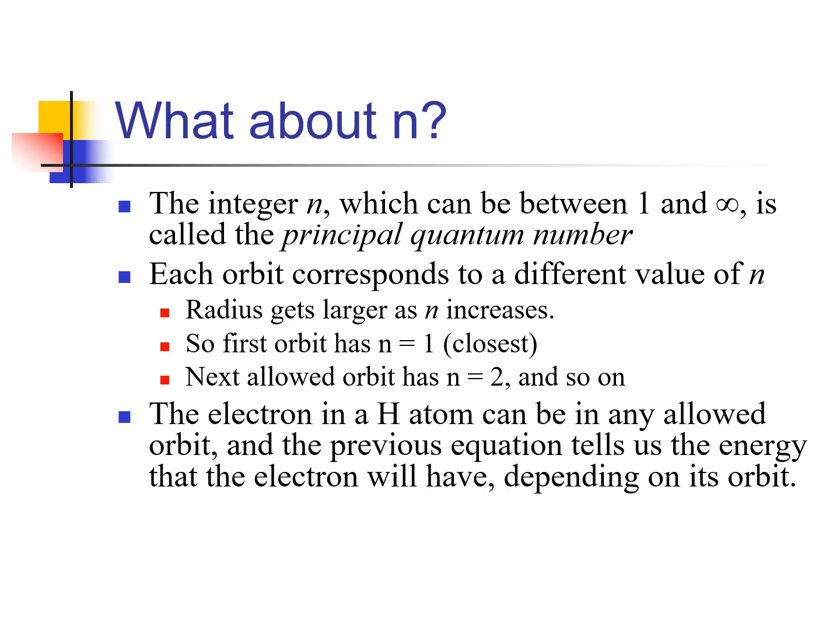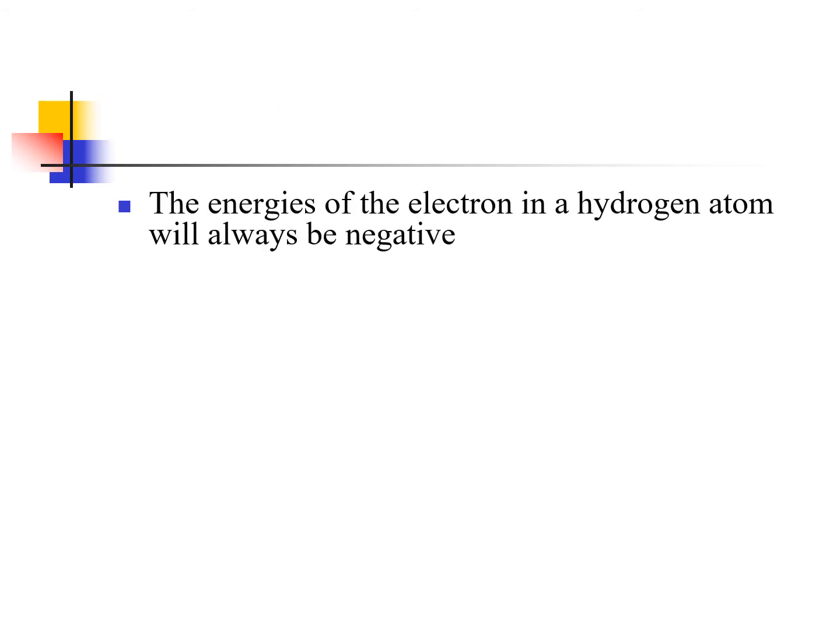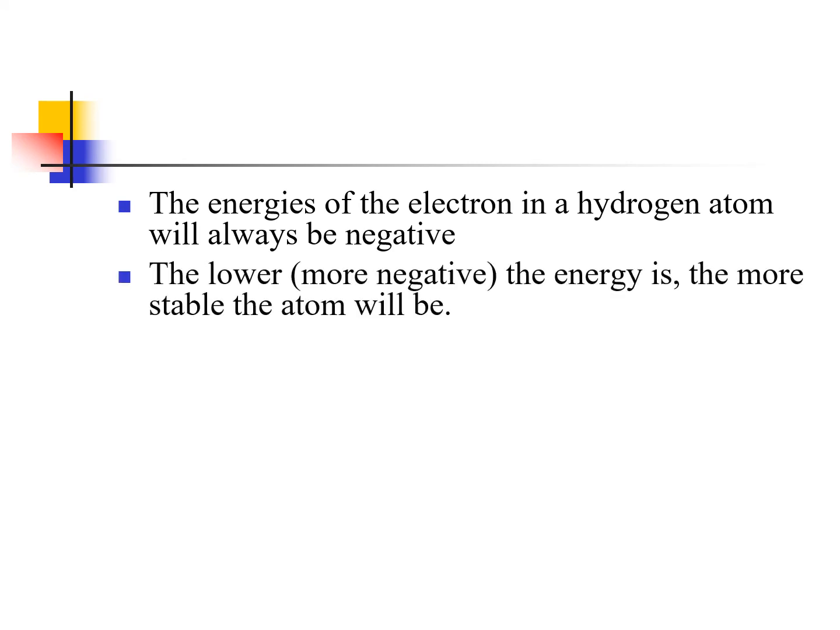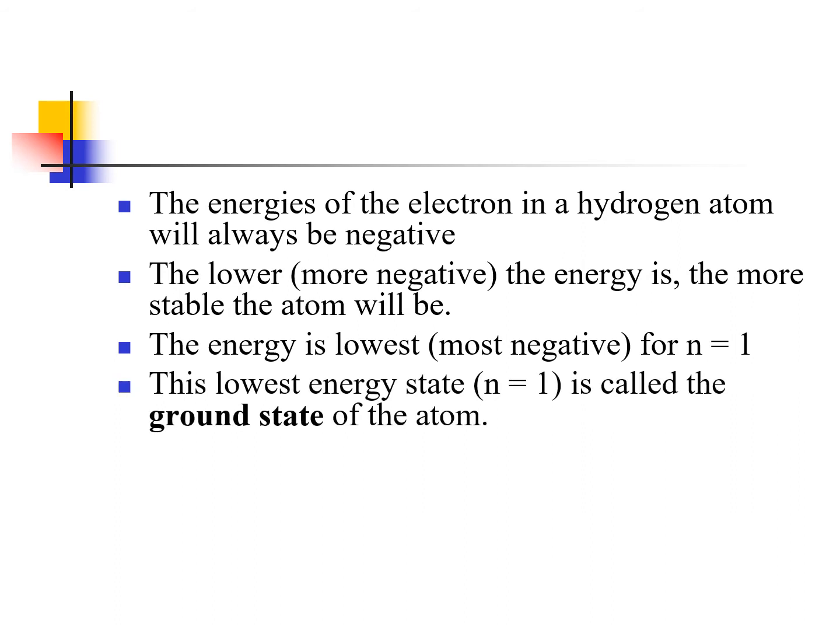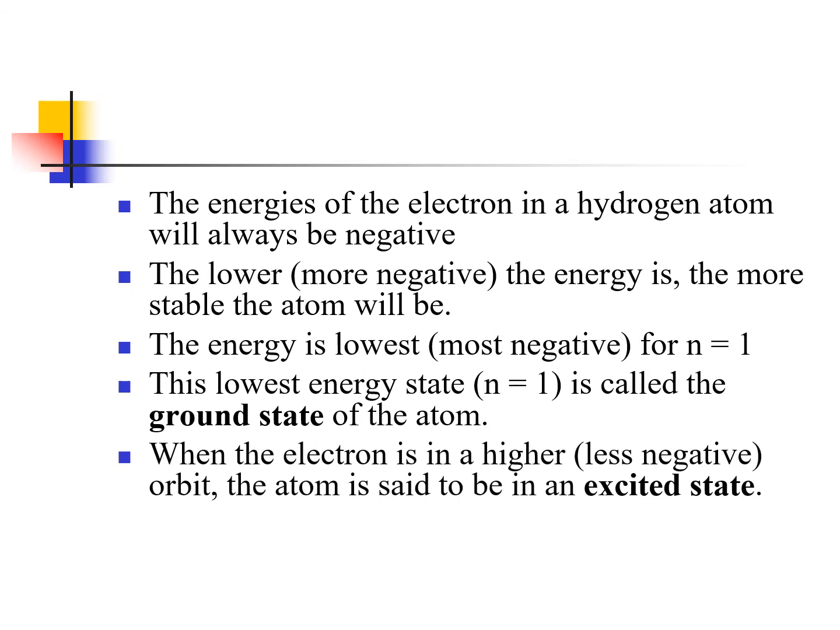Now the electron in a hydrogen atom, and again remember this is all about hydrogen, can be in any allowed orbit, and the previous equation would tell us the energy it would have depending on its orbit. The energies of the electron in a hydrogen atom will always be negative. The lower, or the more negative, the energy is, the more stable it will be. The lowest energy is when n equals 1, so we call that the ground state of the atom. That's where the electron is going to be by default. When the electron is in a higher, less negative orbit, the atom is said to be in an excited state.